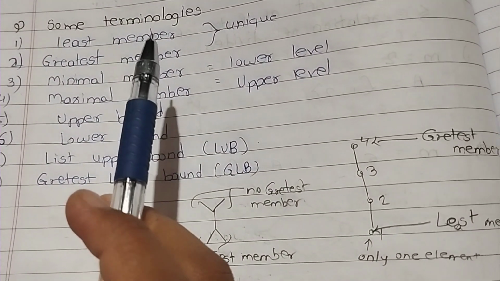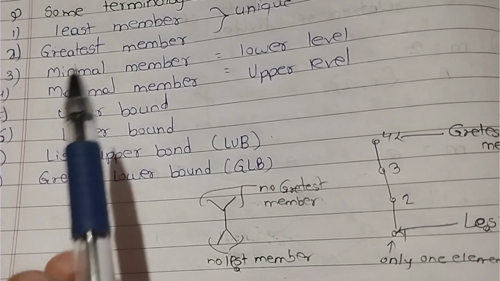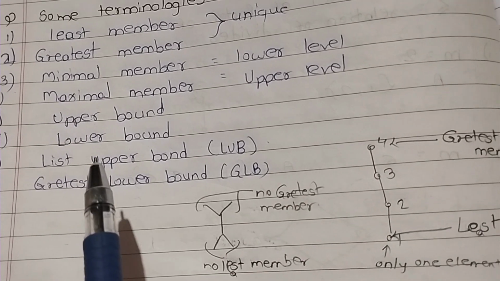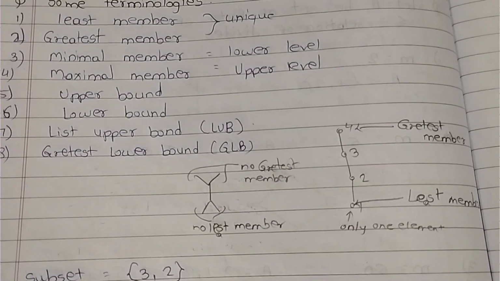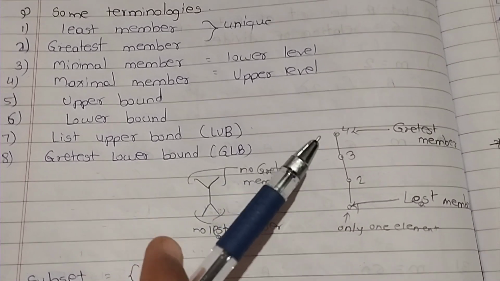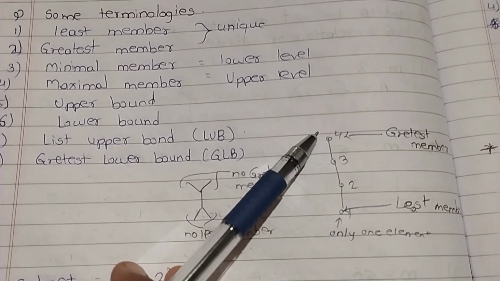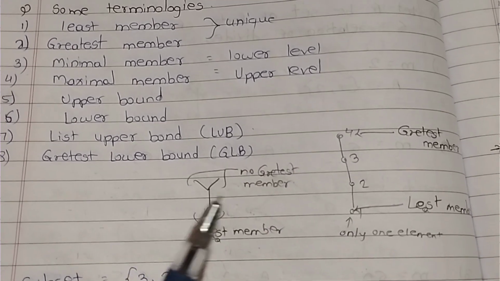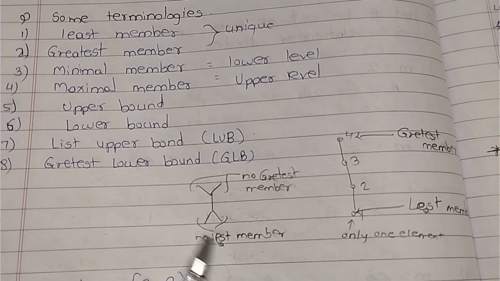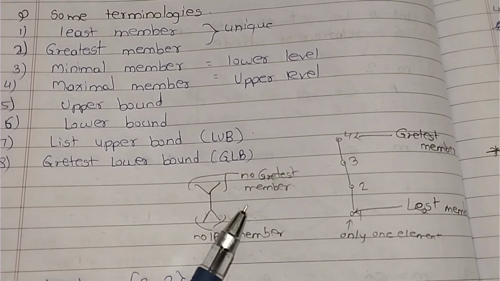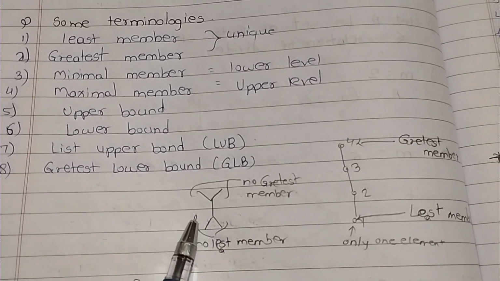Now here are some terminologies: least member, greatest member, minimal member, maximal member, upper bound, lower bound, least upper bound, greatest lower bound. Least member and greatest member are unique. If the given Hasse diagram is like this, then the least member is 1 and the greatest member is 4. But if the Hasse diagram is like this, then it is not unique, because two members are present on the lower side and two members are present on the upper side. So there is no least member or greatest member in the given Hasse diagram.